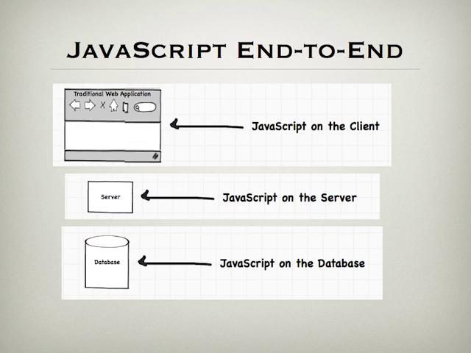So JavaScript end to end, of course you've got your JavaScript on the client and the browser. On the server, you've got Node.js, which is just running the Chrome JavaScript engine on the server side to execute JavaScript. And then you've got MongoDB, which has a JavaScript interface for interacting with your data.